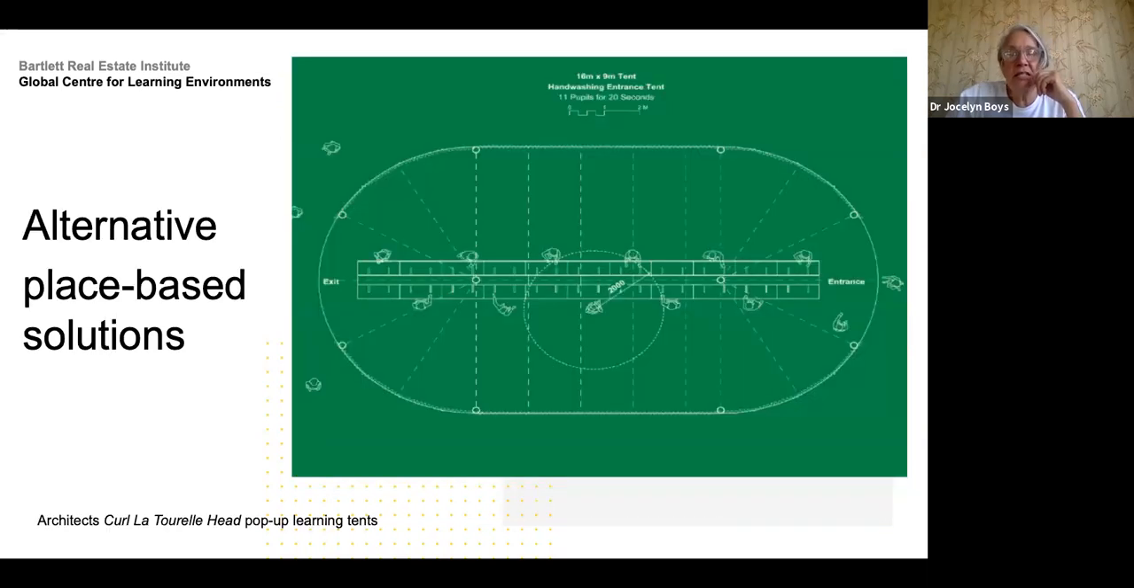And connected to that right now in the immediate situation is, what does that mean to places? If we need alternative place-based solutions, what are they like? What does it mean to socially distance in an educational context? How do you organize that? What sorts of numbers are you talking about? This image is a series by architects Curl Latterell Head, who've looked at the possibility of pop-up tents. Is there a way that schools could build in their grounds, that they could just erect tents that enable them to have all the children in the school, but much more spread out?